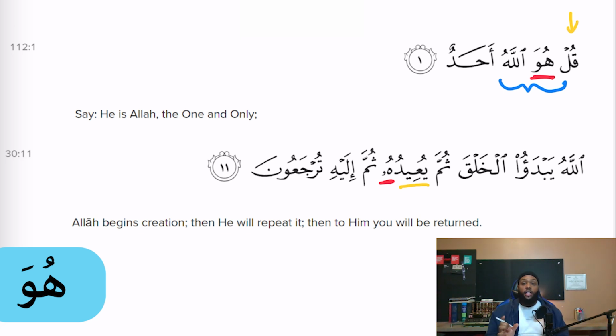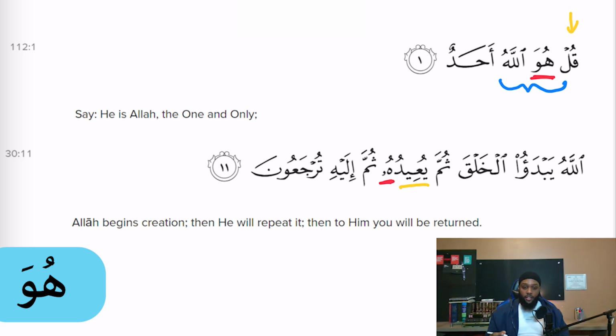So huwa, it can refer to people, places, and objects. So if an object is feminine grammatically, or if an object is masculine grammatically, then we use the corresponding pronoun. So it's not "then he repeats him." No, based on the context, then he repeats it.